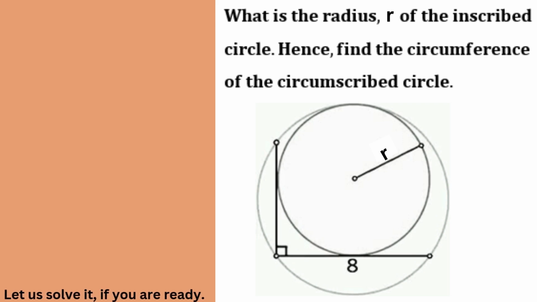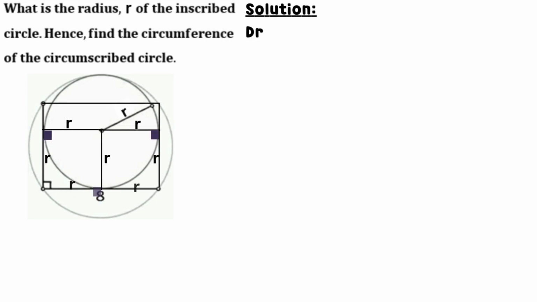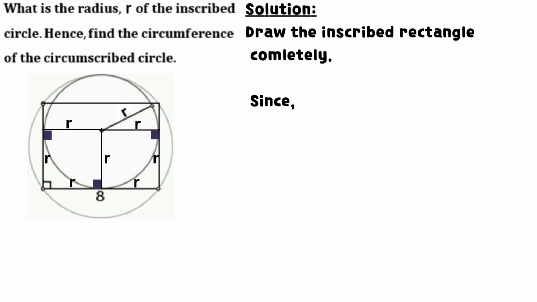Find the radius of the small inscribed circle and the circumference of the circumscribed circle. Draw the inscribed rectangle completely.